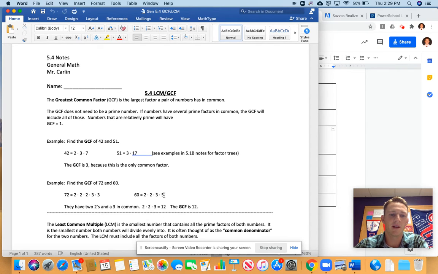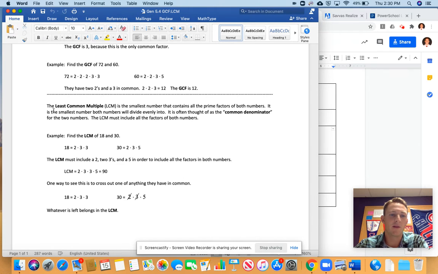Well, what do they have in common? 72 has 2 2s and a 3. 60 has 2 2s and a 3. So let's multiply all this together. What's 2 times 2 times 3? That's 12. So basically this just means that 12 is the biggest number that goes into both 60 and also 72.